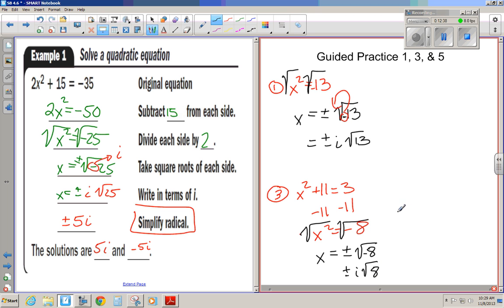Now you may think you're done, but please remember simplifying is very, very important. 8 is 2 times 4, which is 2 times 2. So we have one pair of 2's, so a 2 comes out. And you end up with plus or minus 2i square root 2. That is the simplified form.